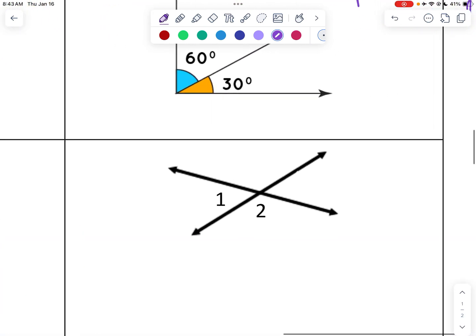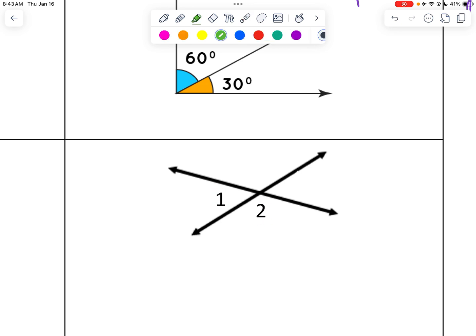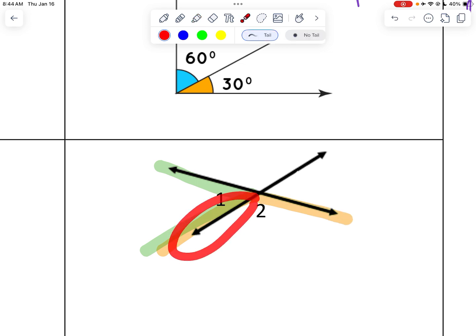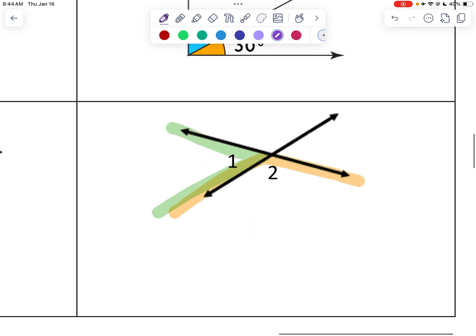Now, if you notice, these angles are in an X, but I'm not talking about the angles that are across from each other because these angles would be vertical angles. I'm talking about the ones that are next to each other. So I'm going to go ahead and trace these angles out. And if you notice, they share a side, which means that they are adjacent, but I'm also noticing something else. They're making a line. So they're adjacent and they're sitting on a line, which means that they'll add up to 180. So this right here is a linear pair.